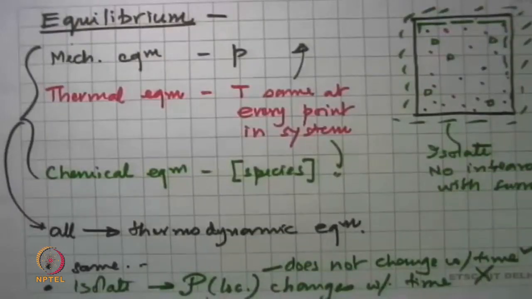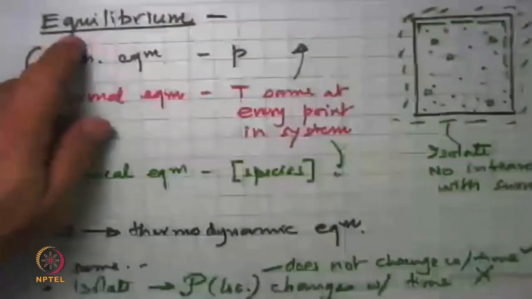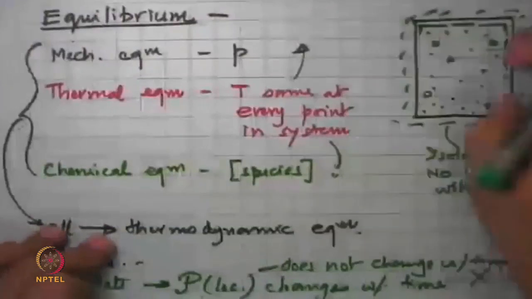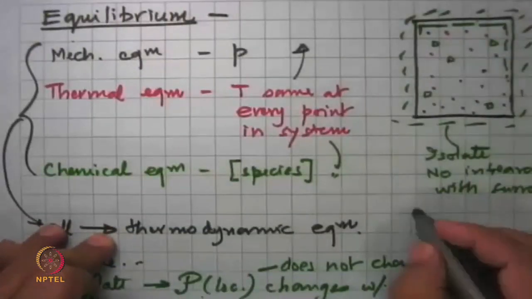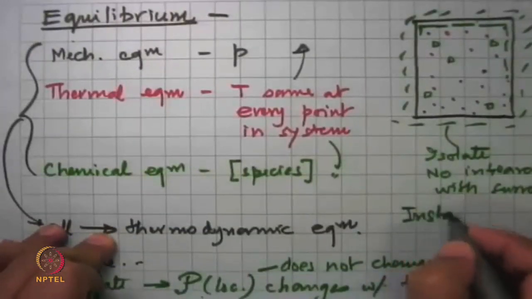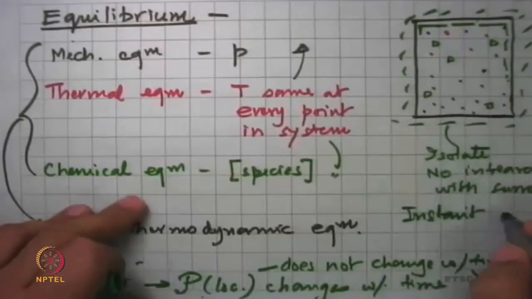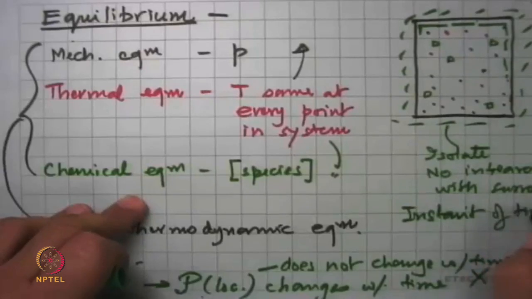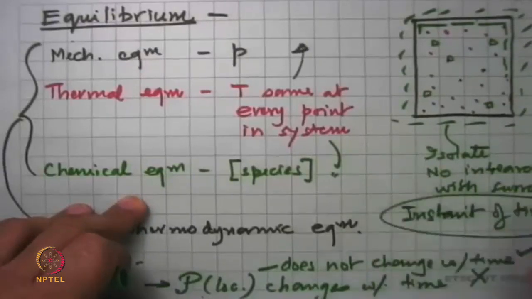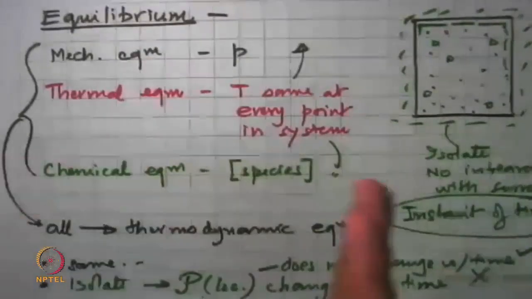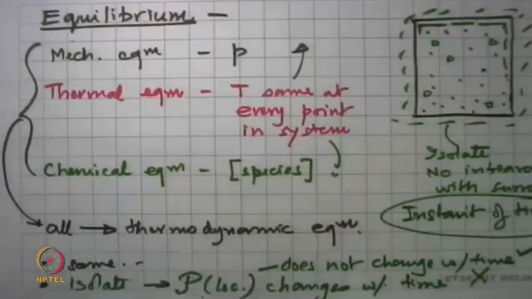So this issue of time that has now come in tells us that when we talk of equilibrium of a system, we are always first going to make the system and say that at a particular instant of time only we can think of whether the system is in equilibrium or not. So at one instant of time, it is possible the system is not in thermodynamic equilibrium. At another instant of time, it is in thermodynamic equilibrium.